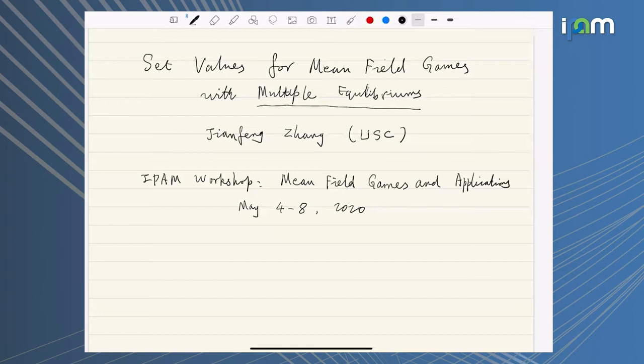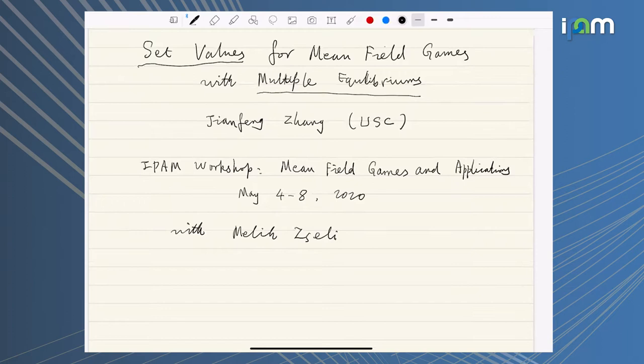Our idea is to study the set of all the values. Instead of studying the individual equilibriums, I'll consider all equilibriums together. This is joint work with my PhD student, Melih Iseri, who should be in the audience. There is also another related work with Feinstein and Rudloff. In that work, we talk about set values for general non-zero sum games, but without the mean field feature.